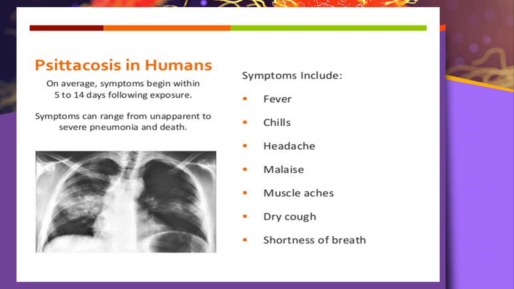These are the symptoms of psittacosis or ornithosis: fever, chills, headache, malaise, that is general discomfort, muscle aches, dry cough, and shortness of breath. All these symptoms can begin within 5 to 14 days after exposure to the pathogenic microorganisms. Sometimes these disease conditions can become fatal, resulting in the death of the infected person. So that is about the bacterial diseases infecting man.